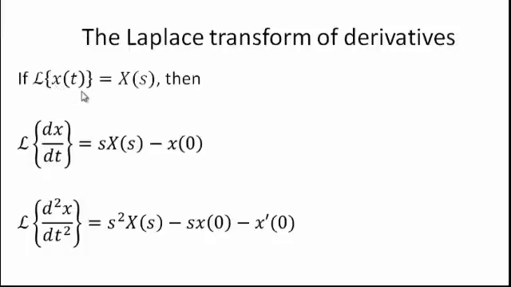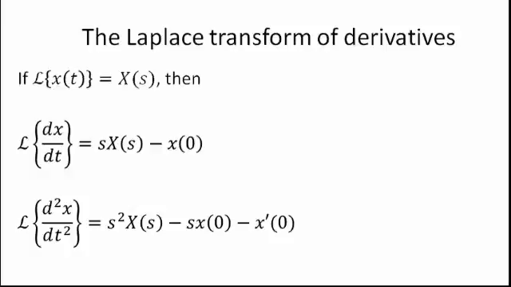If our function is little x of t, then the Laplace transform of this function is capital X of s. Then the Laplace transform of the derivative of little x with respect to t is simply s times the Laplace transform of x minus little x at 0. And the second derivative of x with respect to t is equal to s squared times the Laplace transform of x minus s times the function x itself at 0 minus the derivative of the function x at 0.